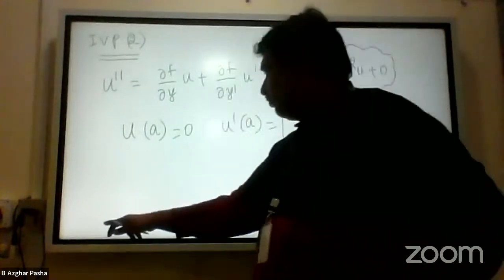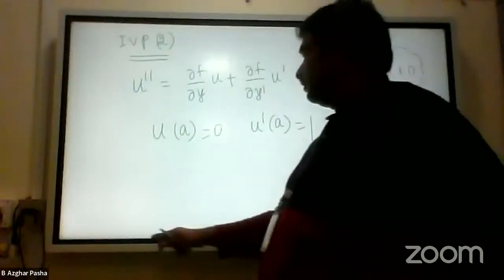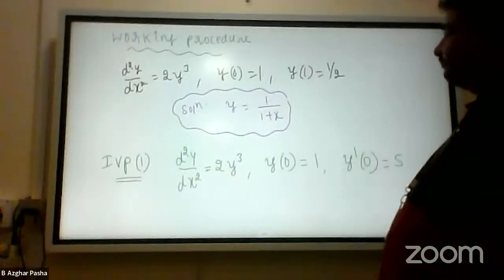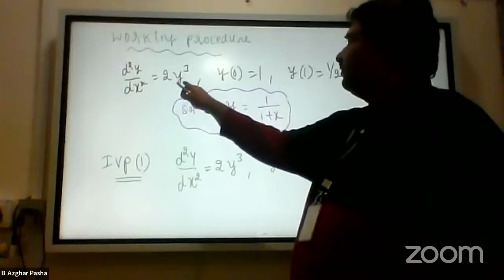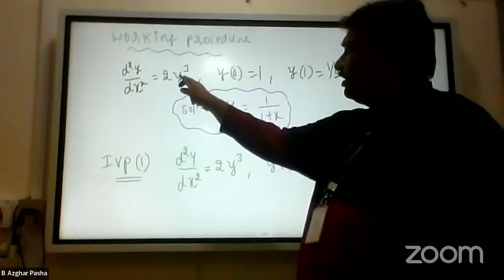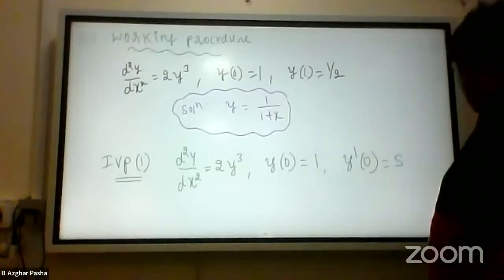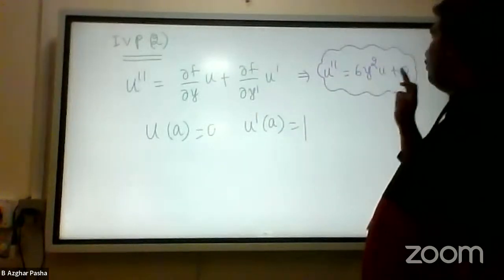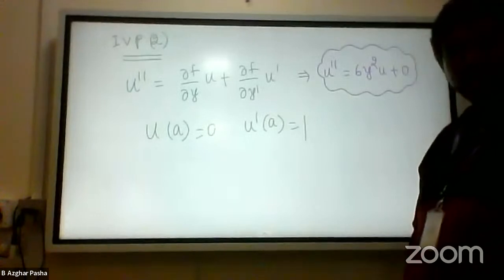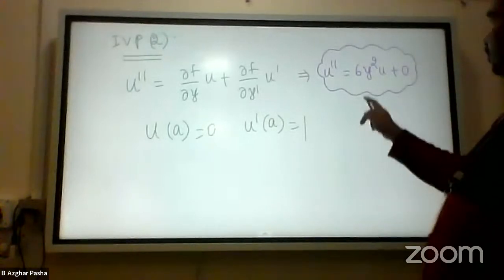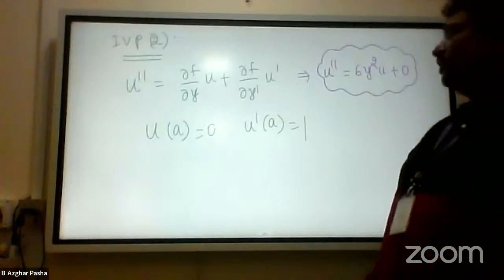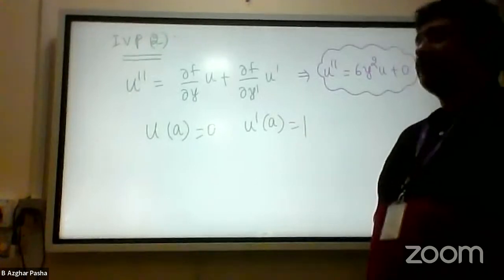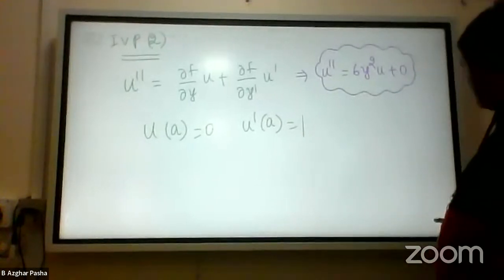Now, dou f by dou y. This is f. With respect to y, when I differentiate, it becomes 6y square. Dou f by dou y is 6y square into u plus, there is no y dash term on the right hand side, its derivative is 0. So u double dash is 6y square u plus 0, with the initial conditions u of a equal to 0 and u dash of a equal to 1. Okay?